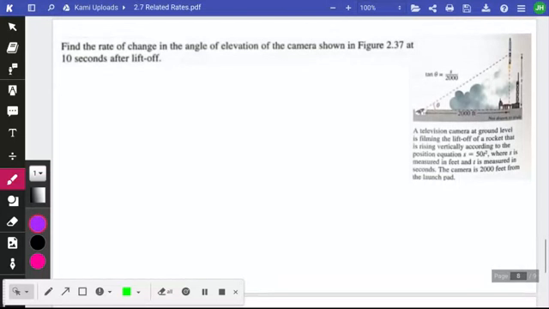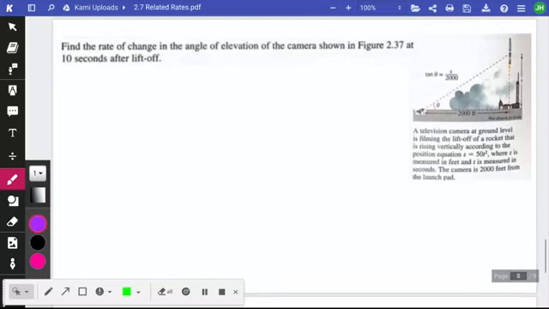And so we are finding the rate of change of an angle of elevation of the camera shown in the picture at 10 seconds after liftoff. If you notice, the camera is at ground level. They have given us a position function S, which is 50t squared, where S is measured in feet and t is measured in seconds. And the camera is 2,000 feet from the launch pad.